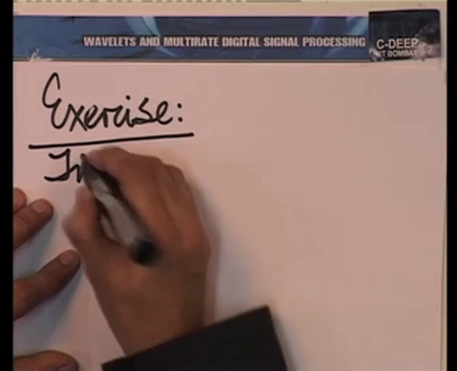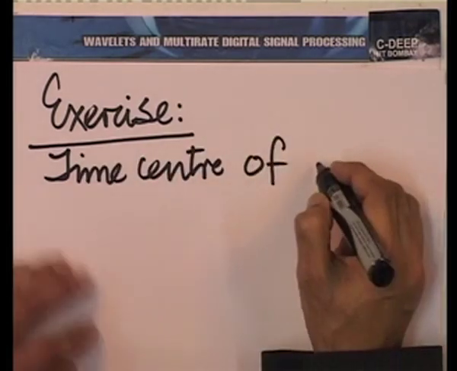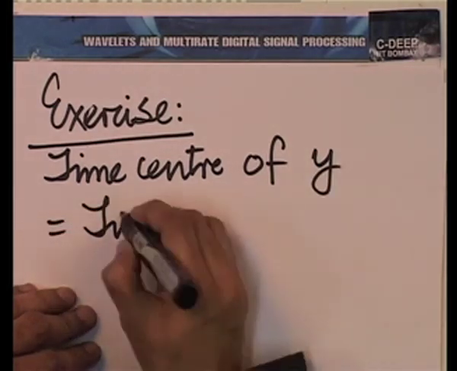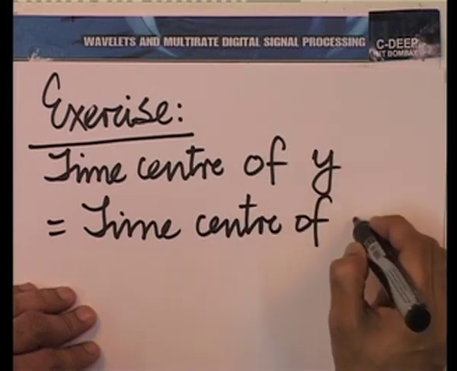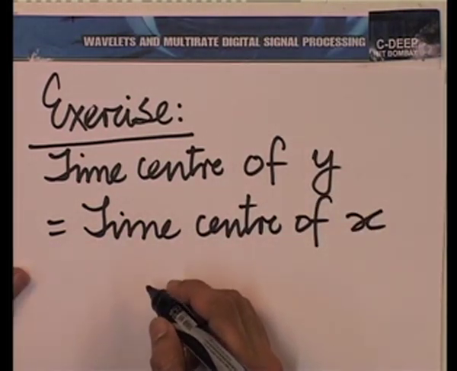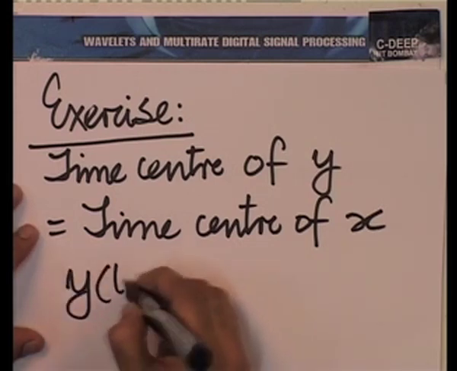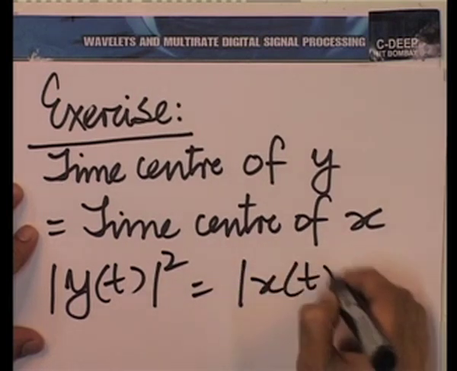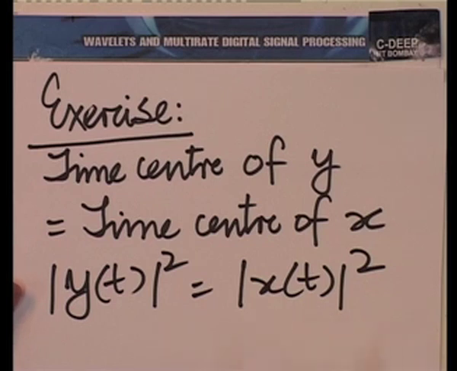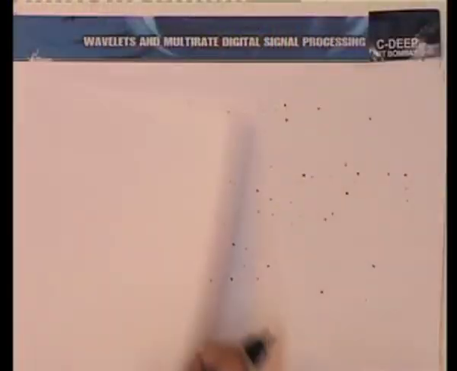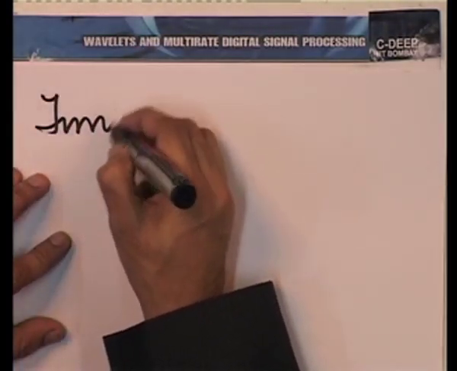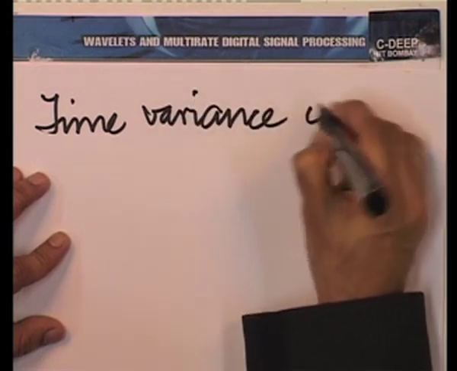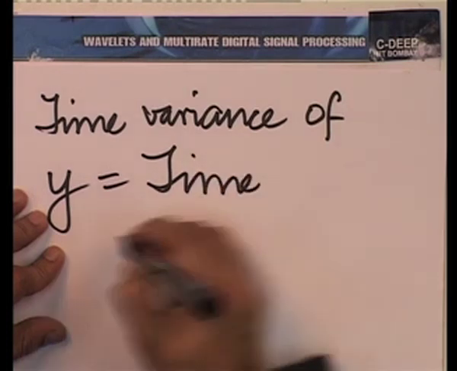The time center of y is equal to the time center of x. In fact, that is very easy to see. Mod y(t) squared is equal to mod x(t) squared. And so, as far as the time domain is concerned, as far as the variable t is concerned, there is no change in the mass that is placed on t. So, it is not surprising that the time center is unchanged, as also the time variance, which we will now show. The time variance of y is equal to the time variance of x.